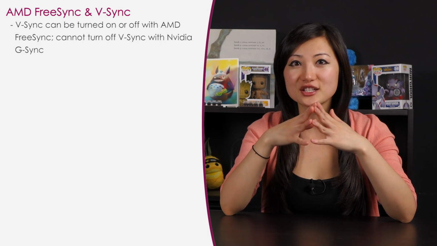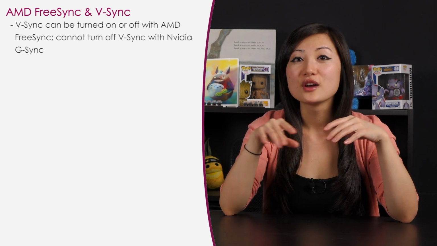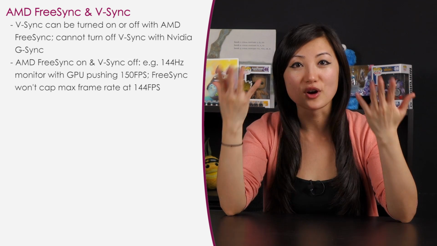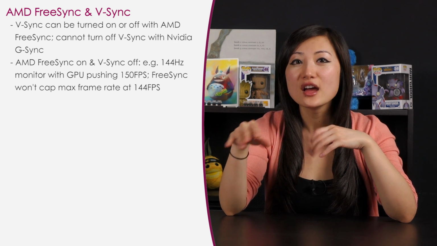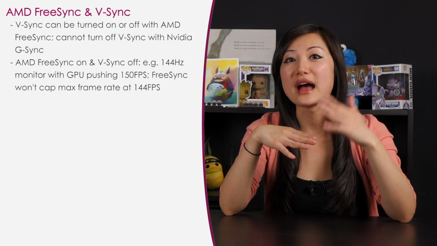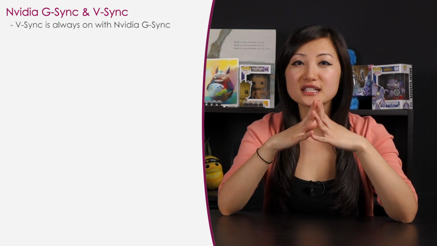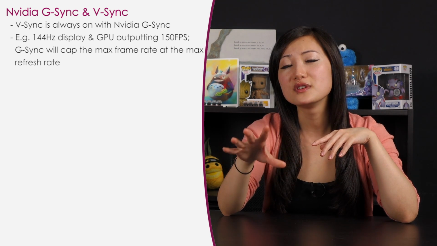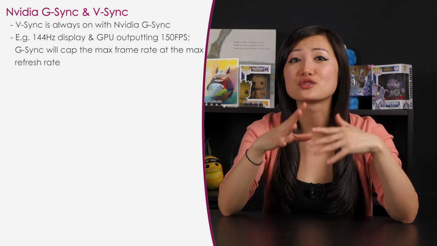With AMD FreeSync, you can turn VSync on or off, which is great because with G-Sync, you cannot turn the VSync off. More on that in just a little bit. But first, with AMD FreeSync on and your VSync off, take a 144 Hz monitor, for example, with your graphics card outputting 150 frames per second. FreeSync will not cap your max frame rate at 144 frames per second. And of course, with G-Sync, VSync is always on. Same example: 144 Hz monitor and graphics card outputting 150 FPS. What happens is that G-Sync will cap the max frame rate at the max refresh rate.